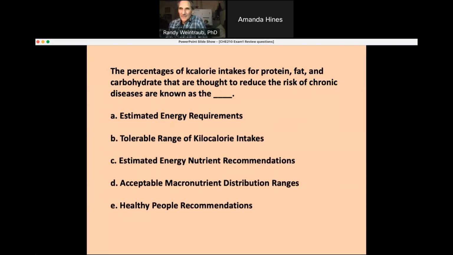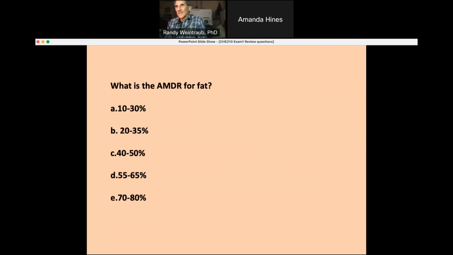Percentages of calories from fat, protein, and carbohydrate. Well, that's what the AMDR are. Maybe the acronym that's hardest to remember what it means: acceptable macronutrient distribution ranges. And for fat, this is 25 to 35. The carbohydrate is the 55 to 65, and the protein is the 10 to 30. Good to know those numbers.